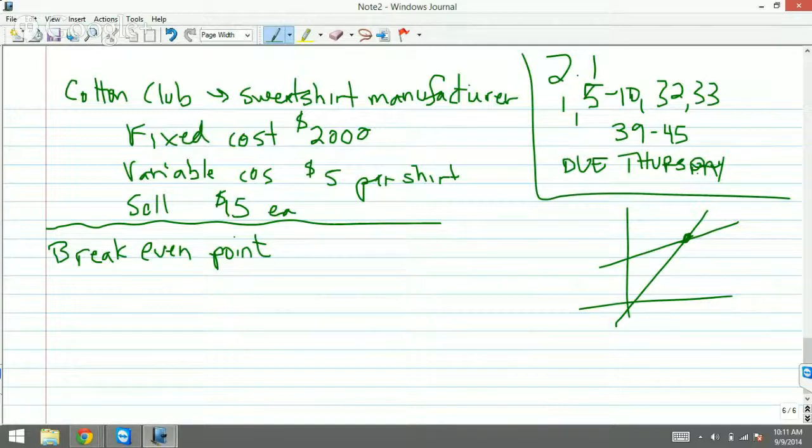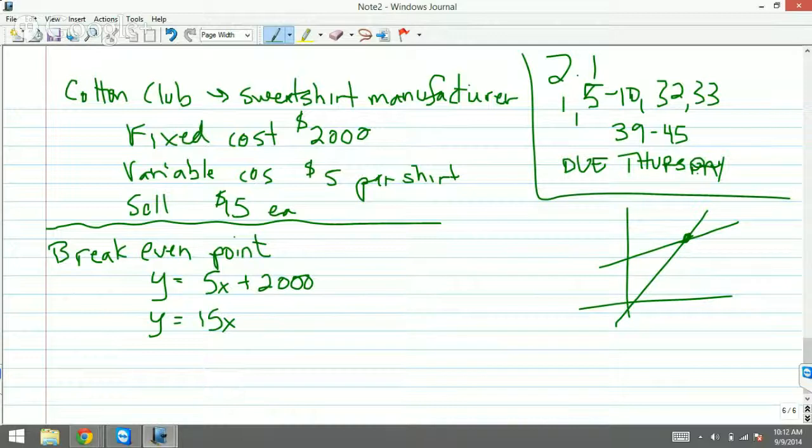So if I write two equations, one for cost and one for money made, we can find that break-even point. So I would have $5 per shirt plus $2,000 for your cost, right? And for your sales, it would just be 15 times the number. If you can solve those two, you'll find the number of shirts you need to sell to break even at $0. And any beyond that, you're making profit.